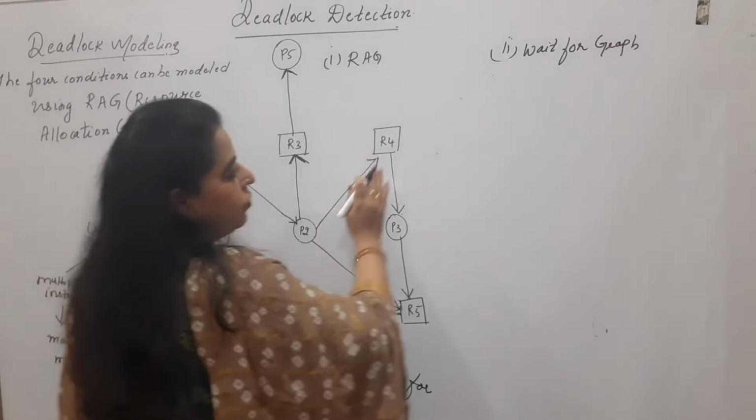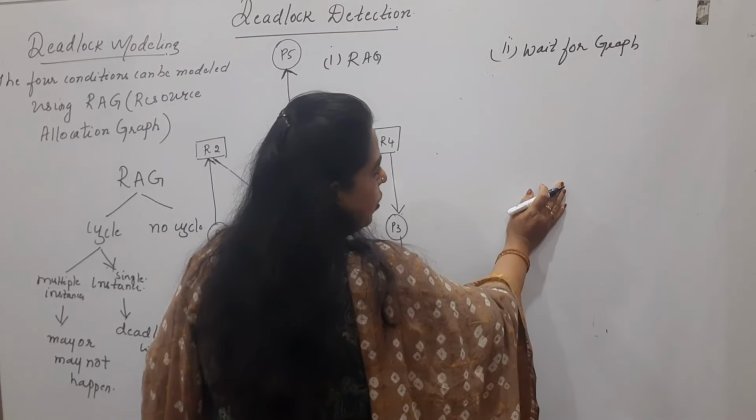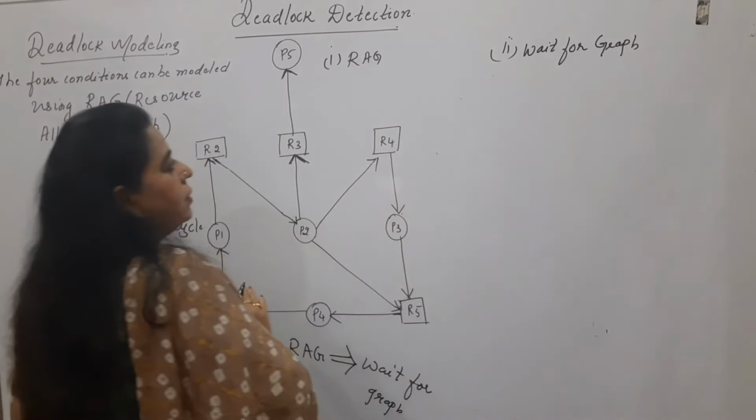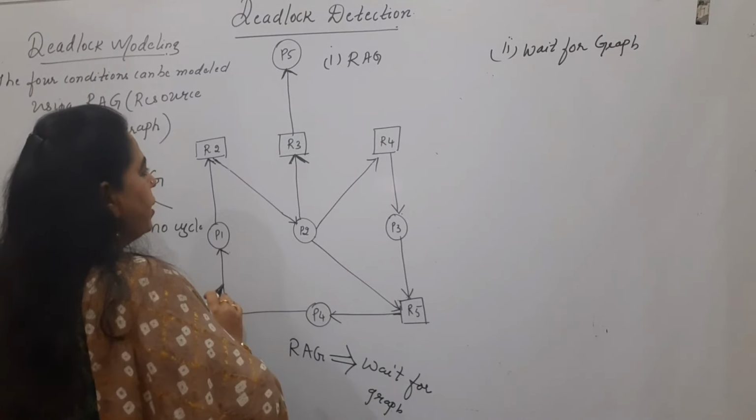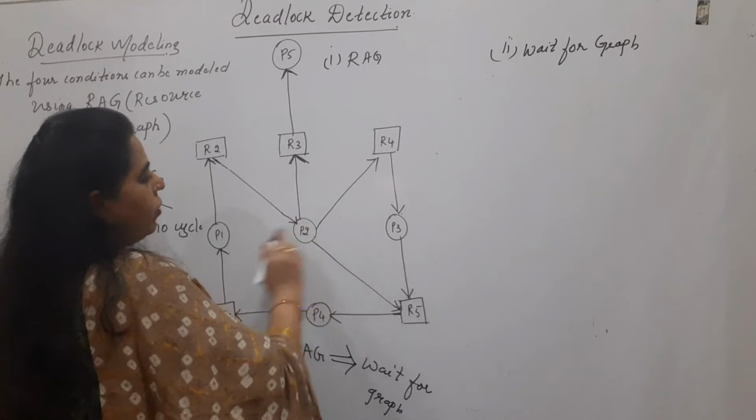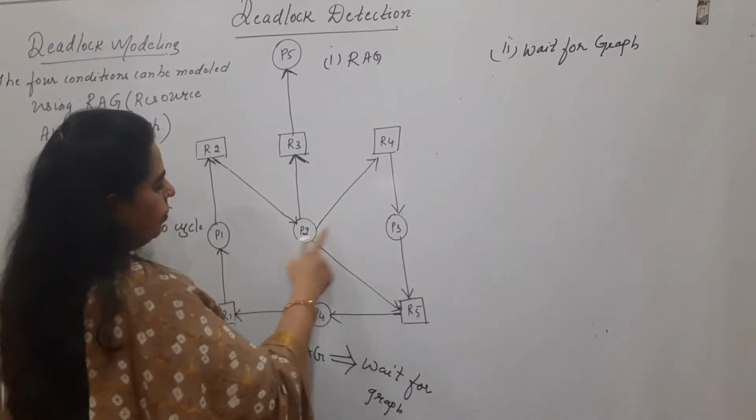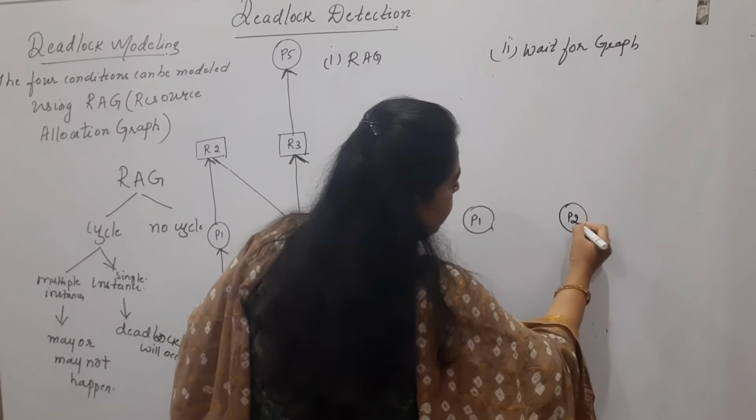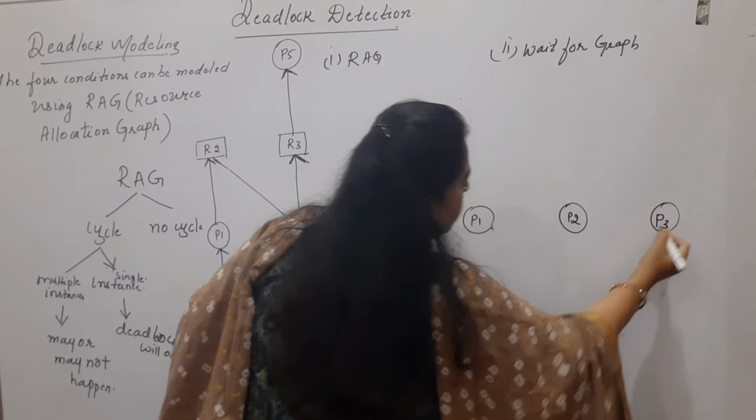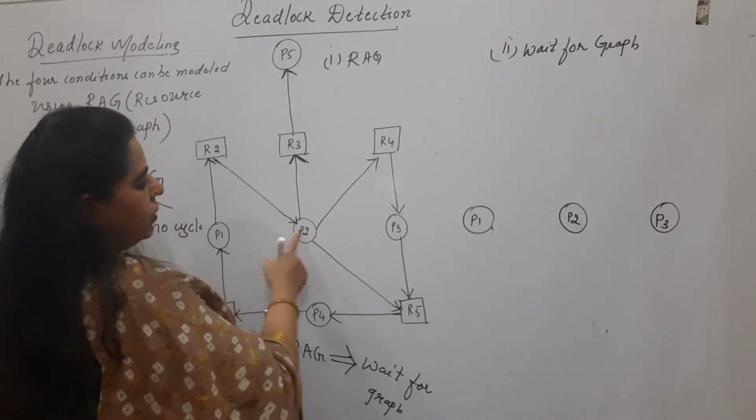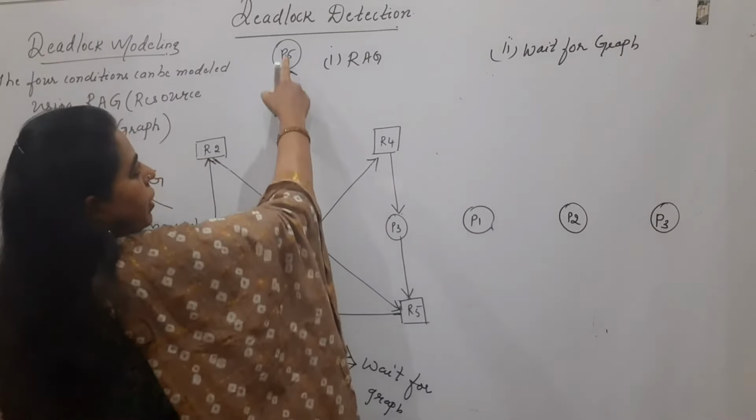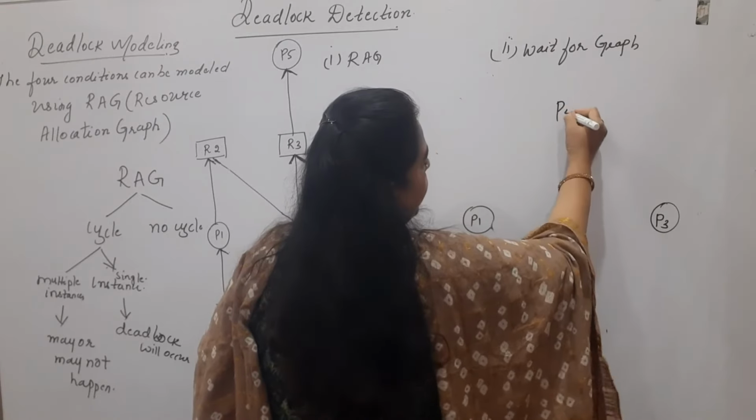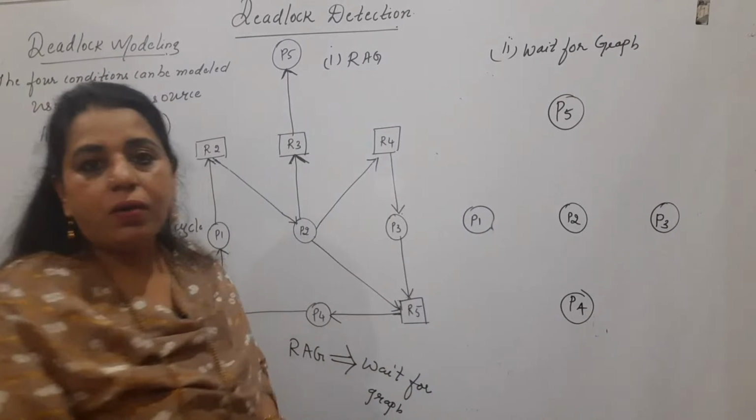But when we convert the same graph into a wait for graph, and there in the wait for graph you see a cycle, then you can definitely say that yes, there is a deadlock occurring in the system. So this wait for graph will have only the processes. Let me first write down the processes as they are, then I will show the dependency. I am copying down P1, P2, P3, here is P4 and here is P5. First I have written only the processes.